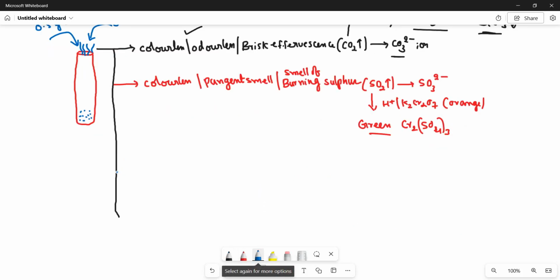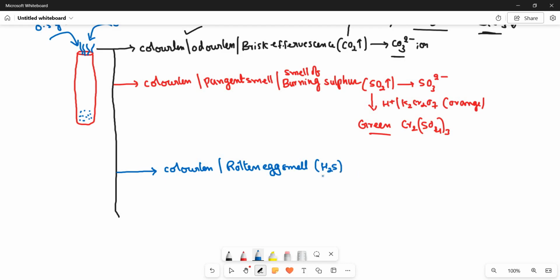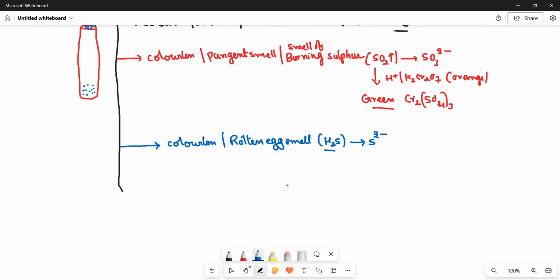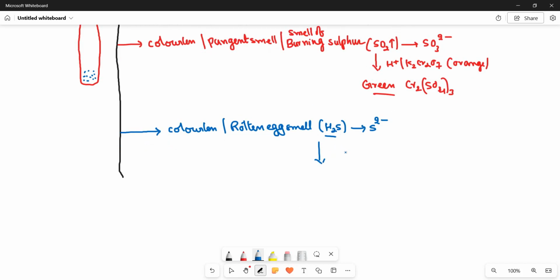Now let us take another one. The next gas is again colorless but has a rotten egg smell. That gas is nothing but H2S, hydrogen sulfide gas, and the ion could be the sulfide ion. When this rotten egg smell gas, H2S, is passed through lead acetate, it turns the lead acetate into black colored lead sulfide. A black colored precipitate is formed.